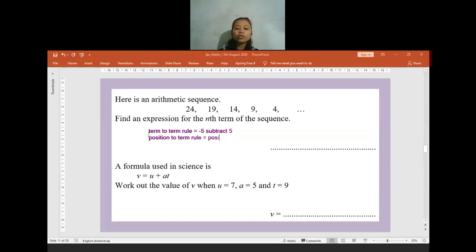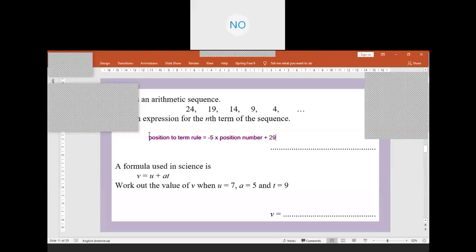The position number, we will multiply it by what number? By 5 or by negative 5? Or is my Webex in trouble? Hello? I cannot hear anyone. Okay. Yeah, so the position to term rule will be negative 5 times position number plus 29.